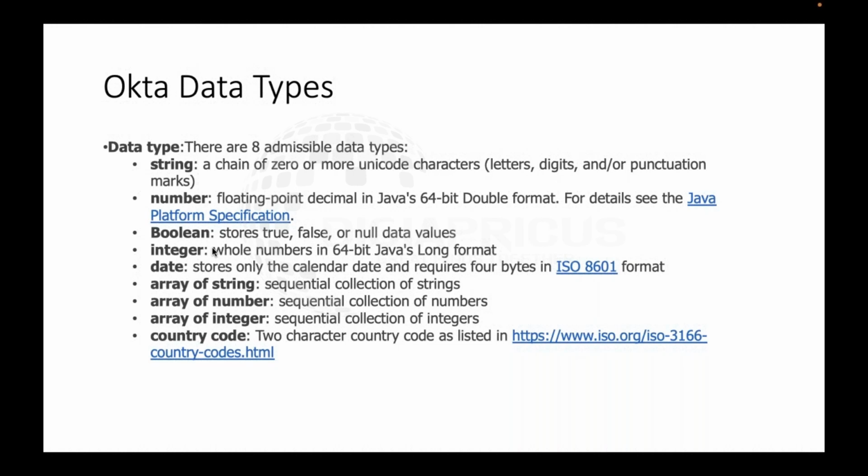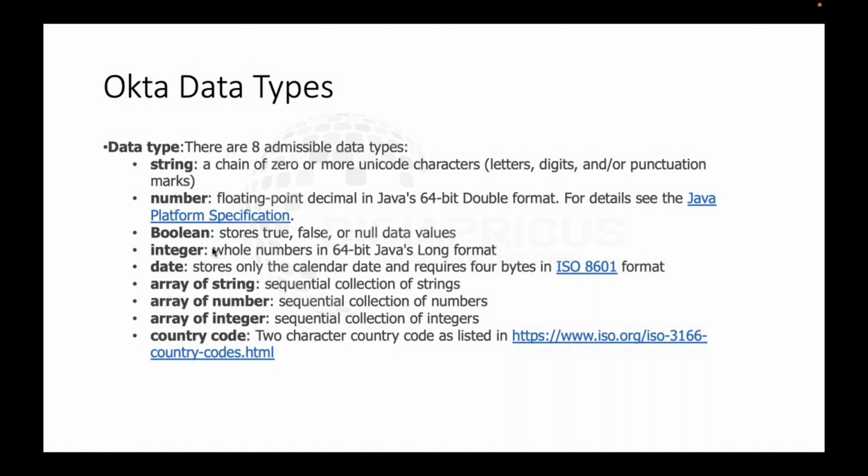Same goes with number. Again, it's a sequential collection of numbers. If I want to talk about my numbers, I can create Vibhor's numbers: what is my age, how far I live from my hometown, and stuff like that. All can be stored in a sequential format, and that is called an array of number. Array of integer is exactly the same thing. The only difference from array of number is that it will be whole numbers, not decimal format.